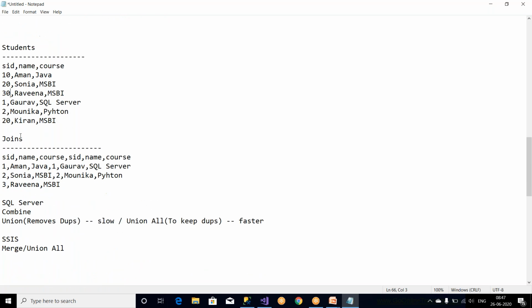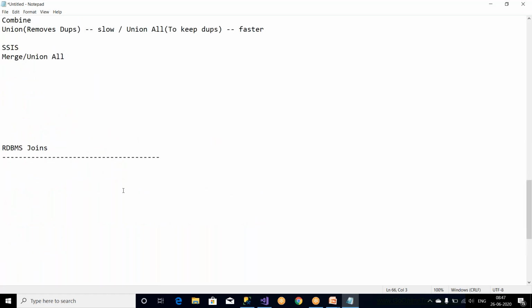So definitely, when you don't have primary key and foreign key relationships between those two tables, and still you want to merge the data, that is when we use merge or union all. If you want to get the data from two tables where the two tables have a relationship, primary key and foreign key, that is where we use what is called joins. Am I clear? So remember this point.